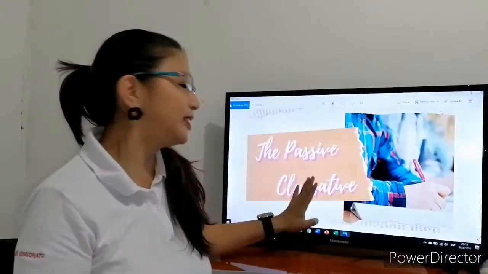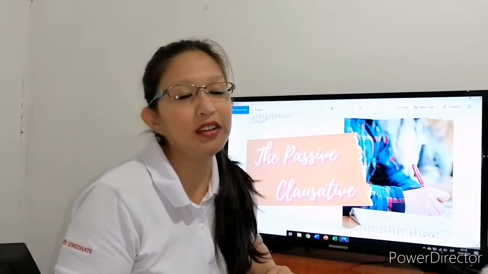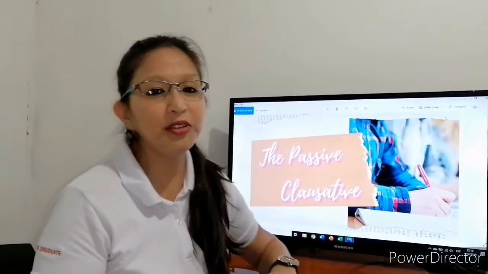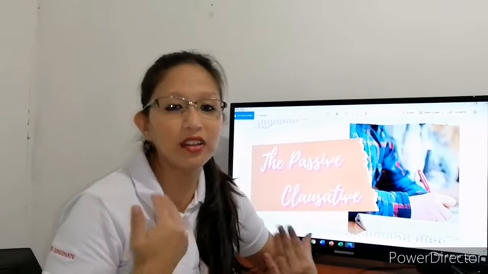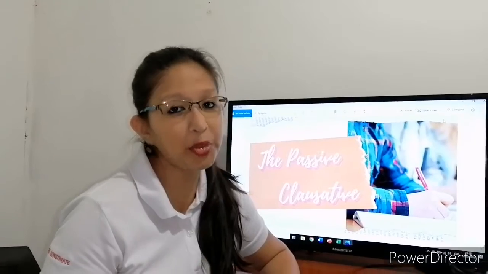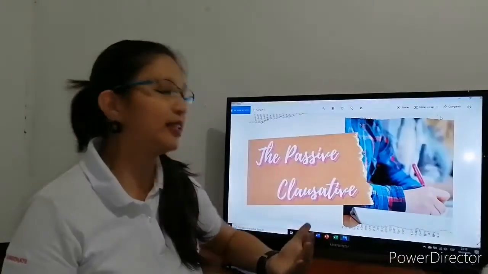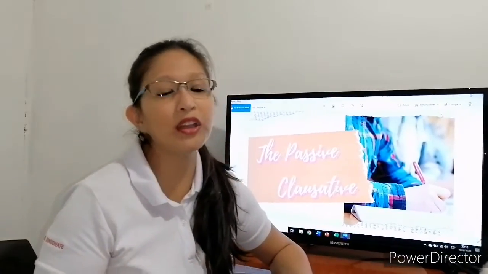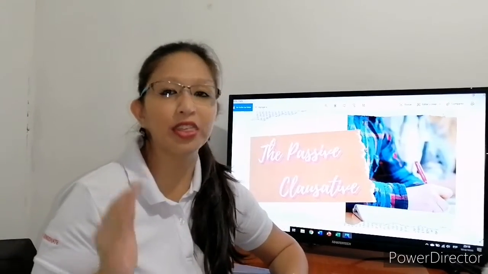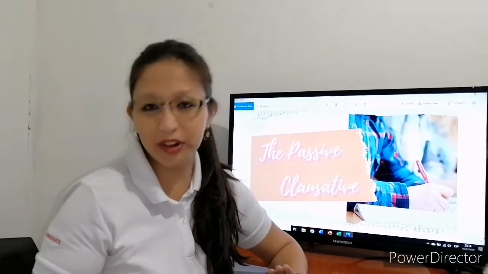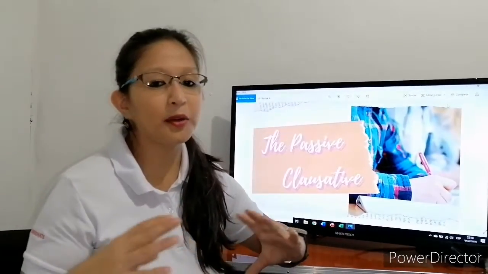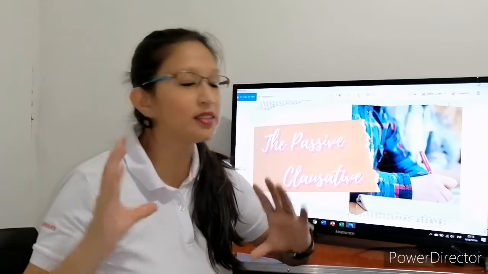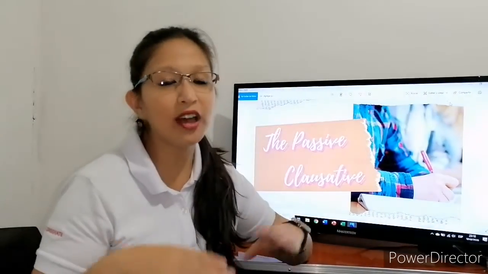What is the passive causative? In the causative, we're saying that the person is causing another to do something, and the passive, we use it when we focus on the thing instead of the person. So when we put it together, we're saying that someone arranged for somebody to do something for us.